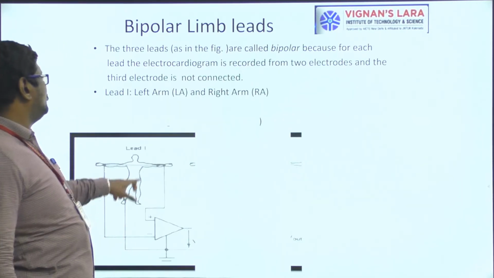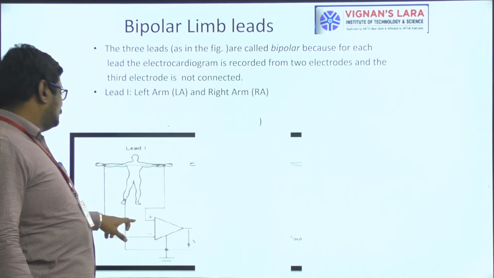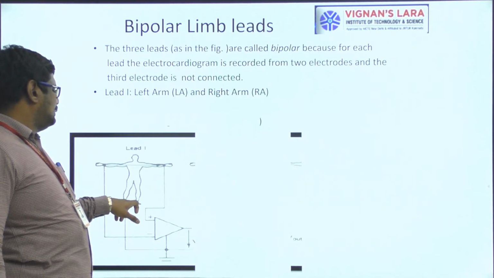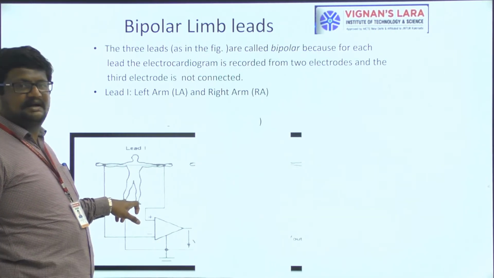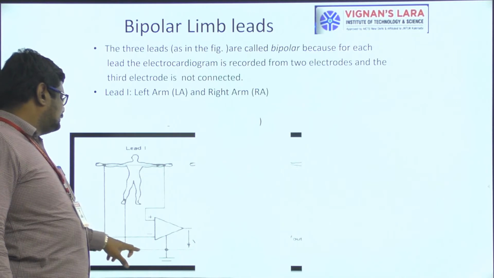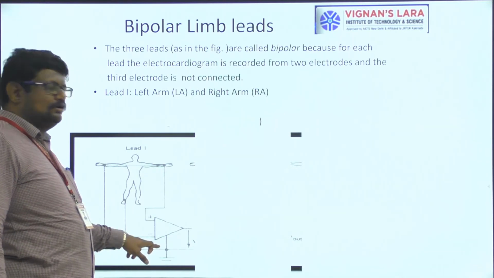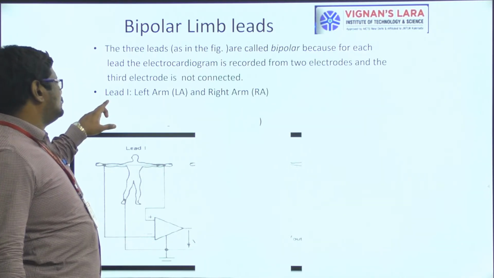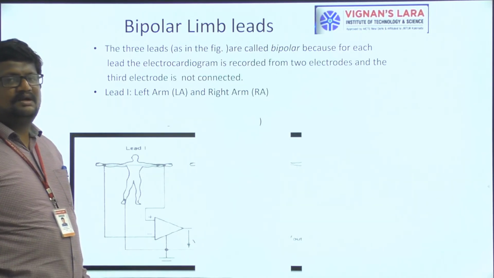Okay, see here for example, the third electrode is not connected now. Here there is nothing connected to the left leg, whereas the right leg is always ground. The right leg is connected to ground. And here in the first case, lead 1. So lead 1, lead 2 and lead 3.